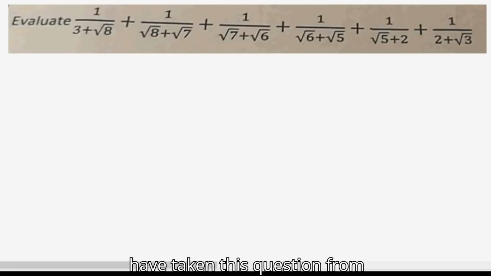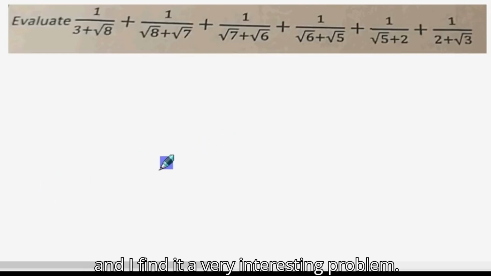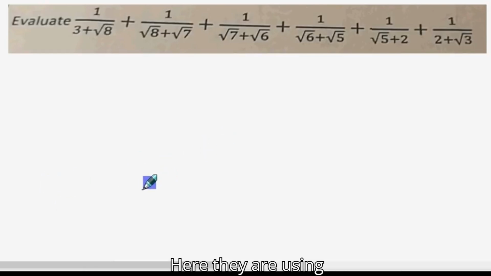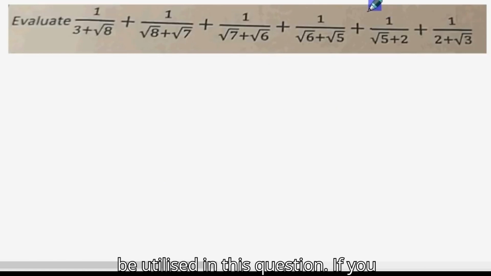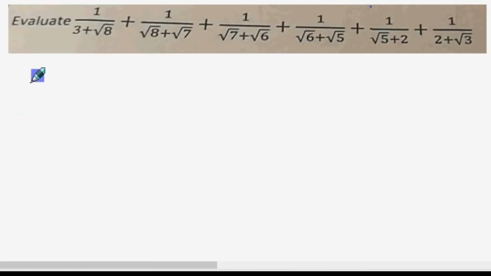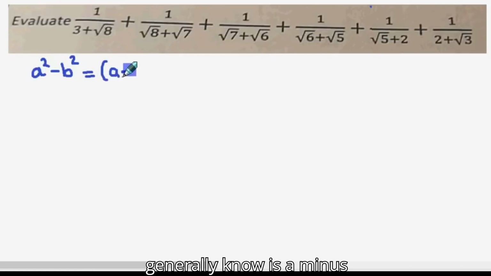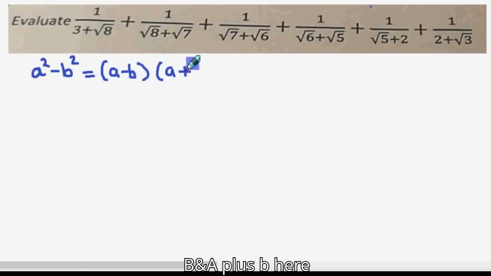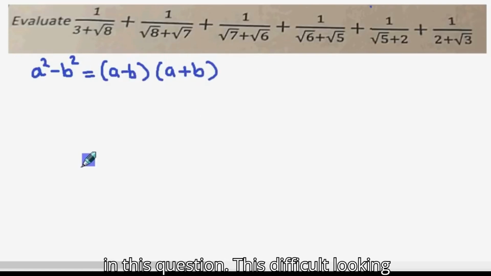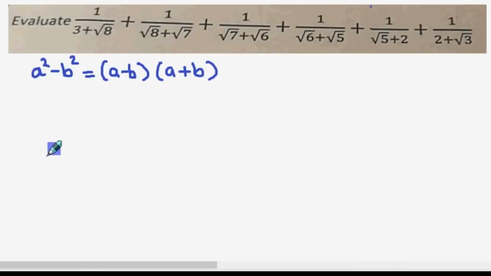I have taken this question from a previous mathematics Olympiad and I find it a very interesting problem. Here they are using the basic a square minus b square formula, which is to be utilized in this question. If you can see here, a square minus b square, which we generally know, is a minus b and a plus b. This difficult looking question can be made easy with this simple formula. How? Let me explain to you.